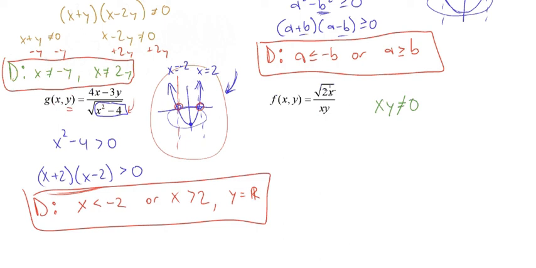We also can't have 2x be negative, so 2x has to be greater than or equal to 0, because it's in that radical, and we could end up with imaginary numbers. So divide each side by 2, and x has to be greater than or equal to 0. Now, from right here, if we divide each side by y, then x is not equal to 0. Or divide each side by x, then y is not equal to 0.